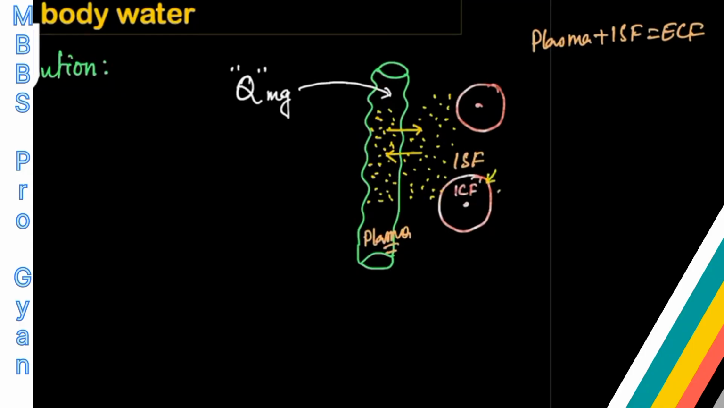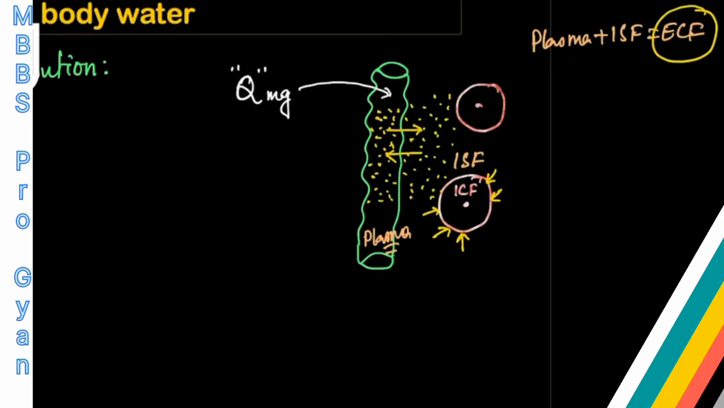Can inulin enter inside the cell? Answer is no. Inulin cannot penetrate this cell membrane. So inulin will never be distributed inside the intracellular fluid. Okay. But it is freely distributed inside the plasma. It is freely distributed inside the interstitial fluid. Means inulin is distributed inside the whole ECF.